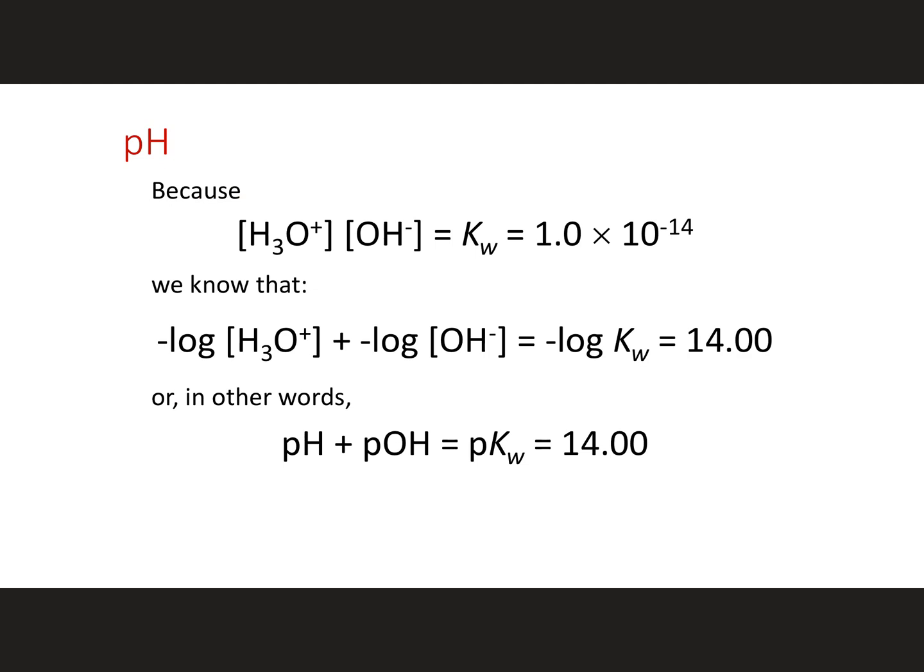And the last relationship that we looked at is that pH plus pOH always needs to equal 14. So if we know the pH of the solution, we automatically know the pOH of the solution. Or if we know pOH, we can find pH, because the sum of pH and pOH always needs to equal 14. So that was the last relationship we looked at last class.